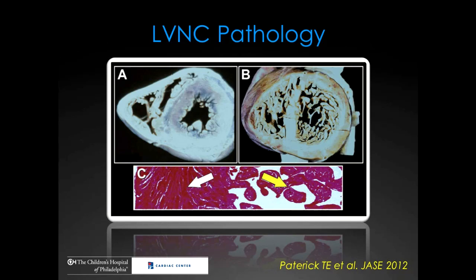This is a pathologic specimen. On the left, the A panel is a normal heart. B is a patient with noncompaction. And I direct your attention to this paper by Pignatelli and colleagues in JACC in 2012, which is an excellent review of LV noncompaction. And what you can see from these specimens is a significantly compacted layer on the left and multiple trabeculations of both the left and right ventricle on the right in the B panel. And you can see this at the microscopic level in the C panel as well.